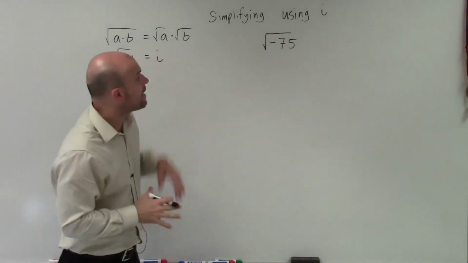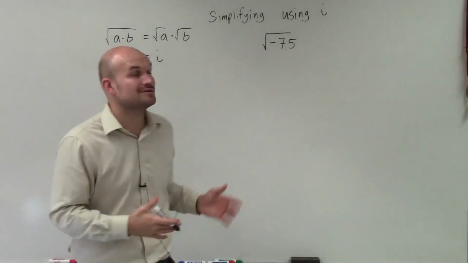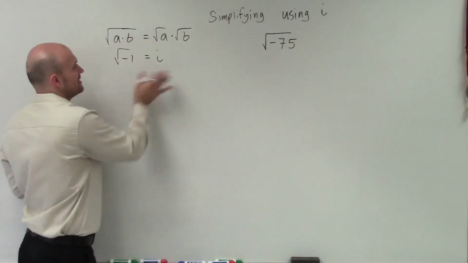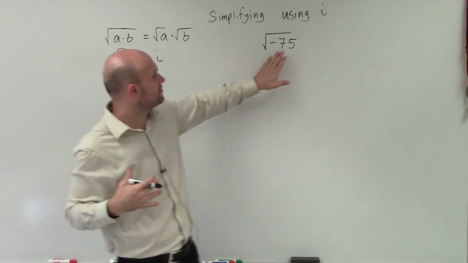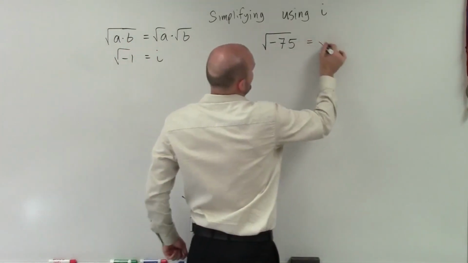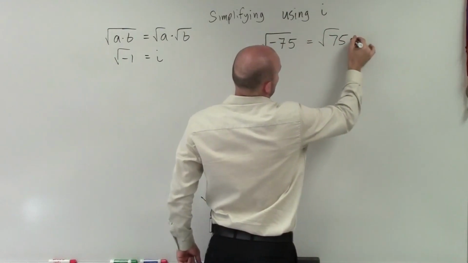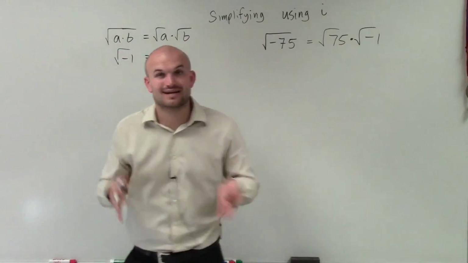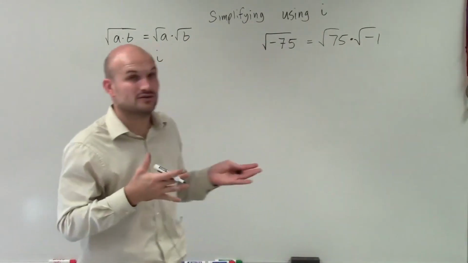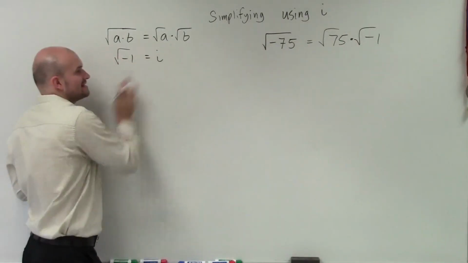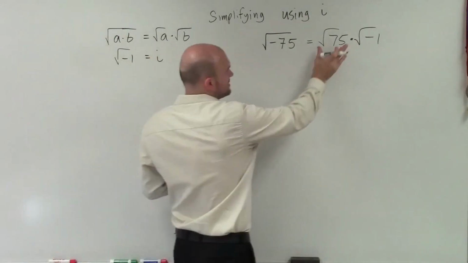Welcome. So now what we're going to do is simplify the square root of negative 75. So again, we want to break this up into a product and break the negative into the -1. So I can rewrite this as the square root of 75 times the square root of -1. Now I can work on simplifying each one of these radicals by themselves. So I know that the square root of -1 is going to equal i.